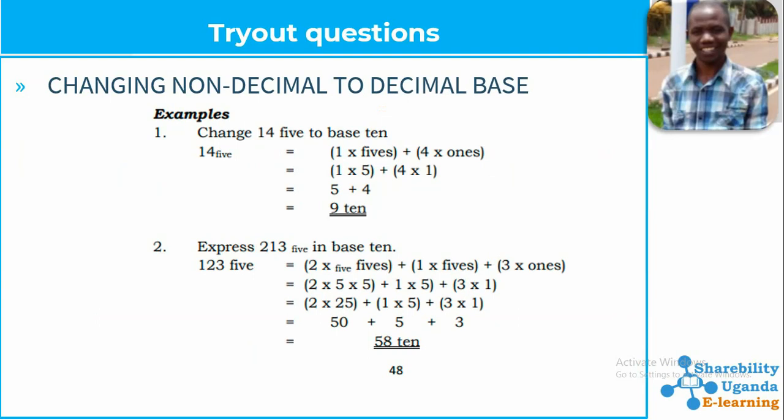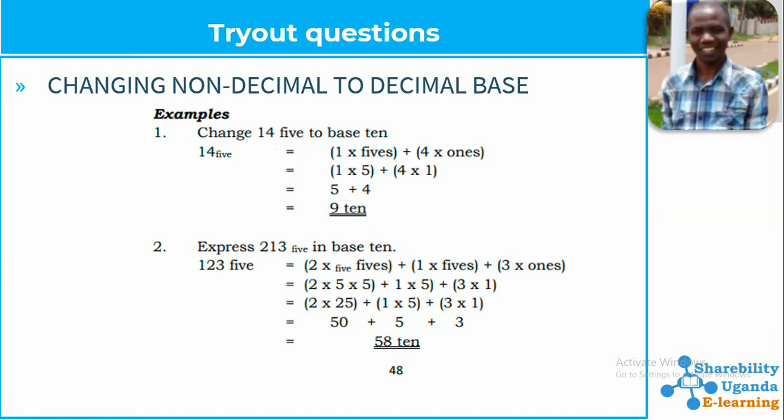This is a scenario where they are always giving out numbers, and they tell you to change a number which is in a certain base to another category of base. For our example here, they are telling us to change 14 base 5 to base what? To base 10. So we have to know how we change this to another base. This is how we deal with these numbers.